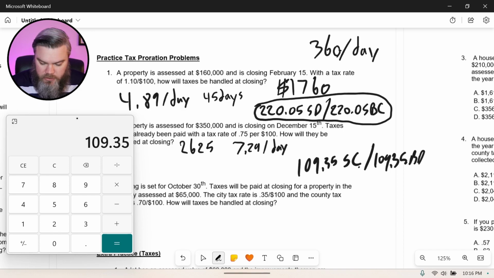Okay, very specific there. Let me slide this over. Let's see if I can try to grab this and move it.